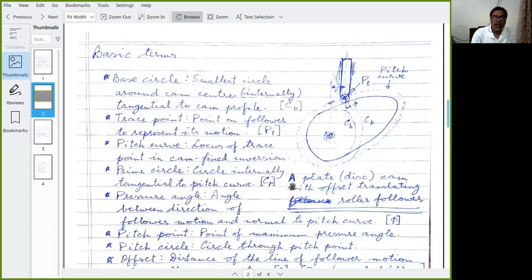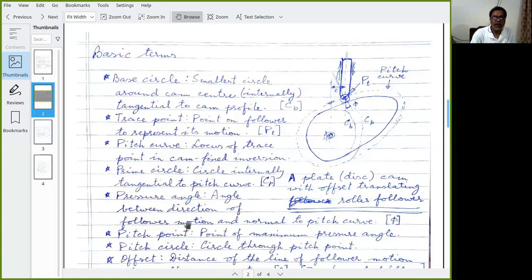Fine. Now, see the angle between the direction of the follower motion and the normal to the pitch curve. The pitch curve normal would be something like this, and it will pass through the trace point, of course. And through the trace point, you have the line of motion of the follower like this. The angle between them is the pressure angle, phi. You see, pressure angle in the sense of the term: that is the direction according to which the pressure acts.